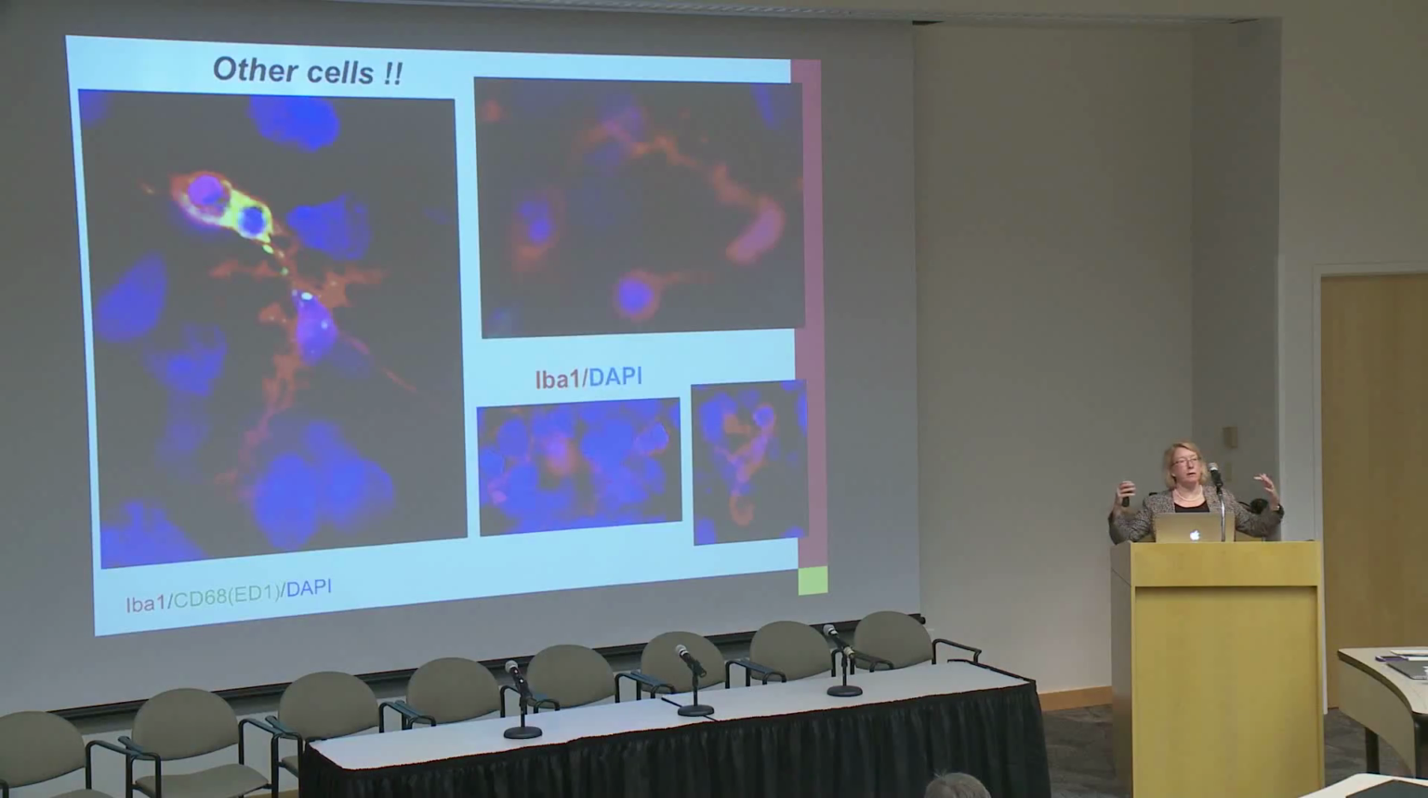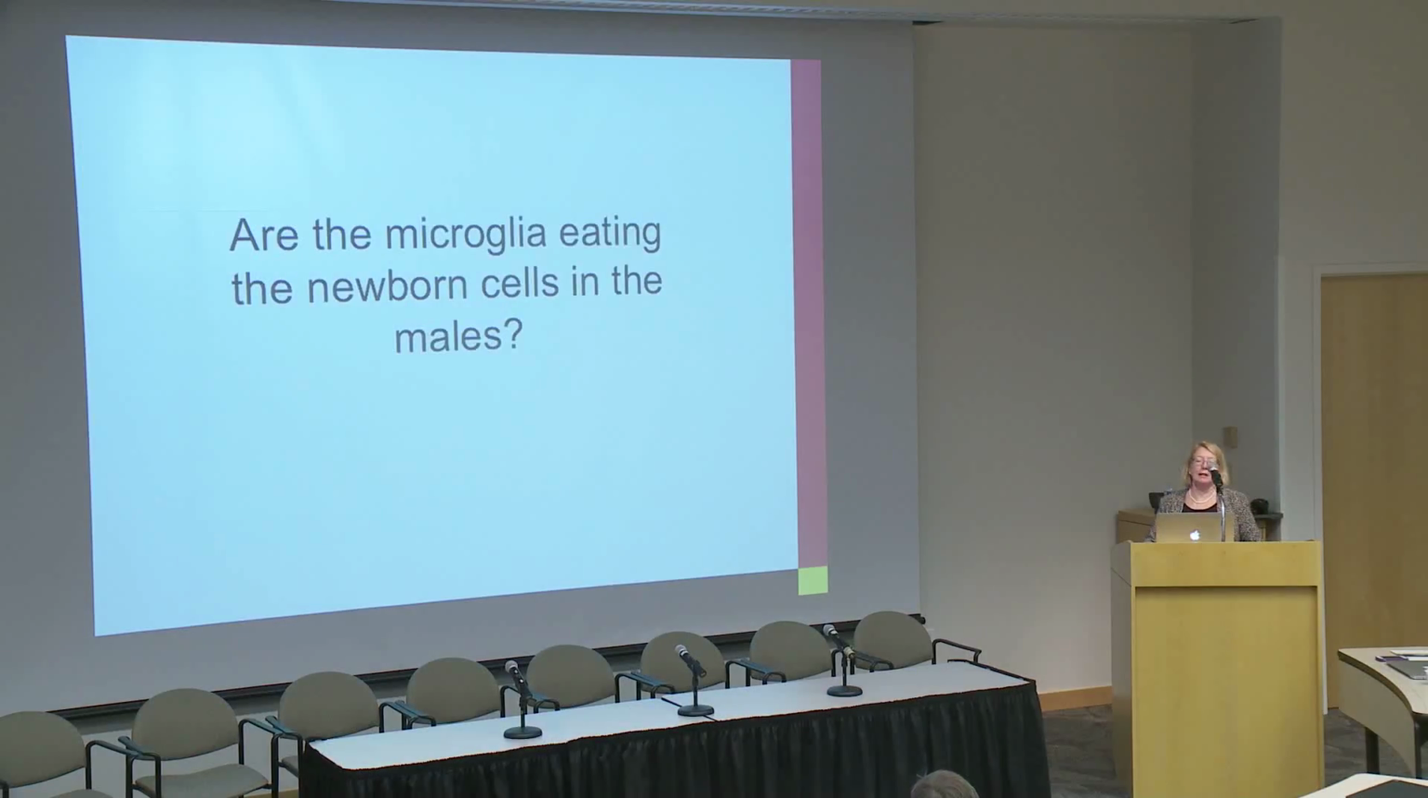And it's known now in microglia that they'll kind of go on a feeding frenzy, and they'll engulf a whole lot of cells, and then they just stop, and they just have to kind of digest everything. What we don't know is if then they go back and feed again, or if they just die and get washed out of the system. Are they mayflies, or do they exist longer? So the big question here is, are the microglia eating the newborn cells in the males?